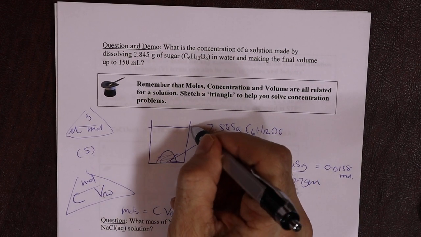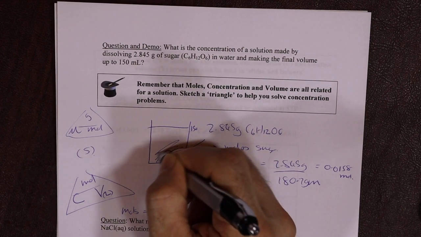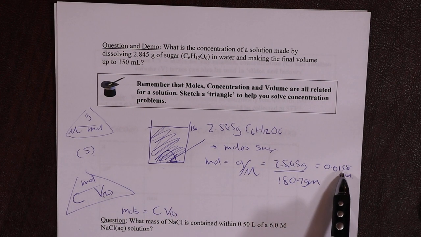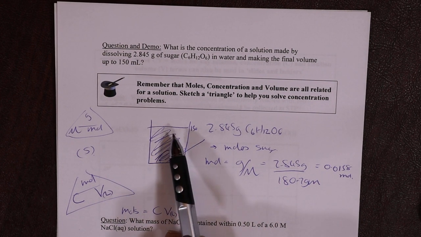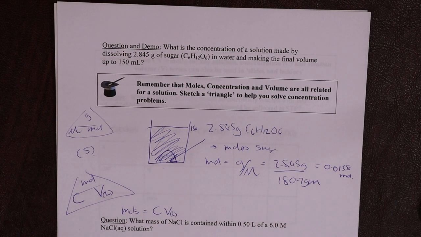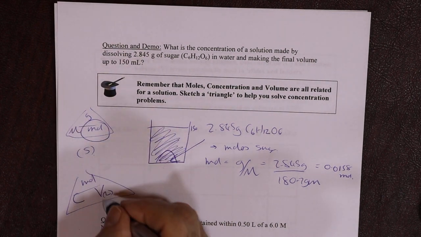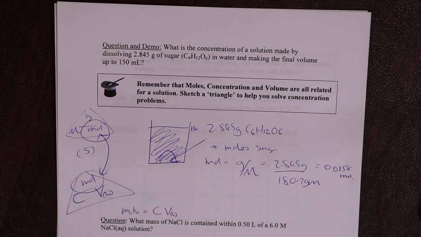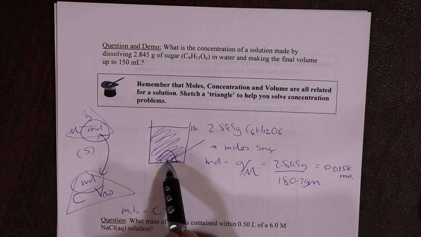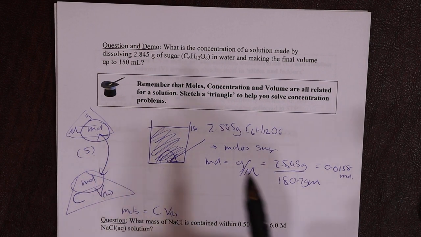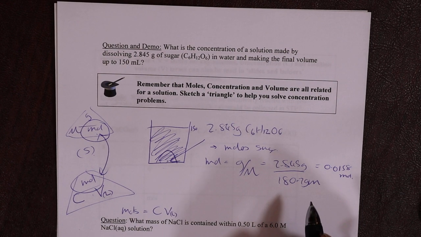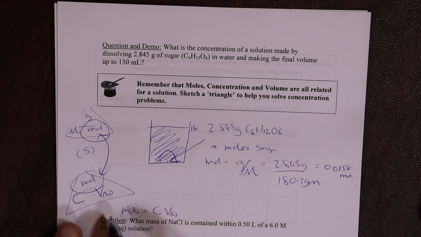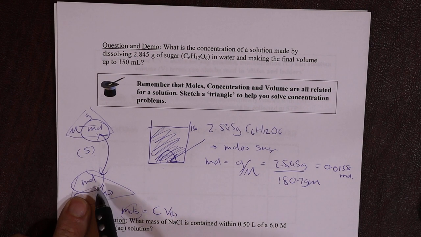Then I add water up to the mark, 150 milliliters, and it dissolves, right? The sugar dissolves when I stir it around, but there's still 0.0158 moles in there. It's now just swimming around in this liquid. So if I want to work out the concentration, look what links these two triangles. It's moles. So the same moles we started with in the solid are now swimming around in the solution. So what's the concentration? Well, moles is CV, or if you want to use our triangle, concentration is moles divided by volume.